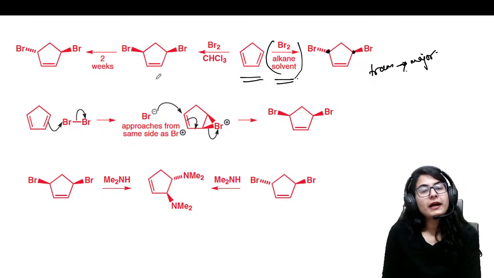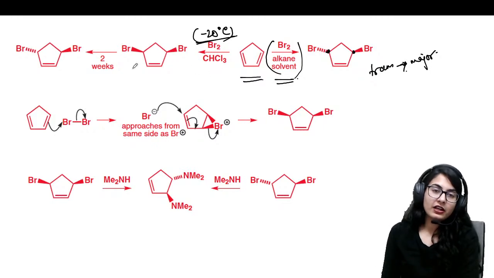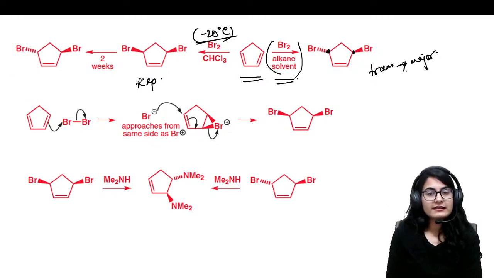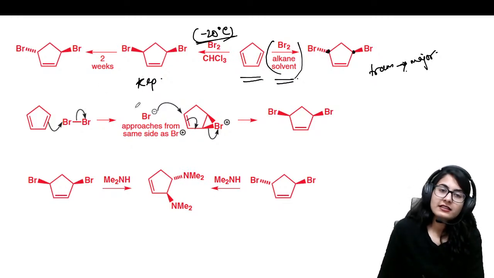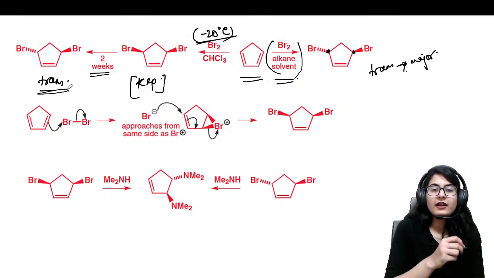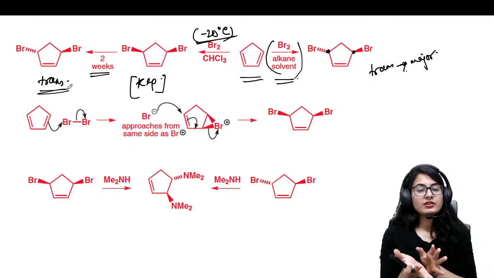Okay, but when at -20 डिग्री सेंटीग्रेड पे या फिर at a minus temperature Br2 and chloroform are added, you are going to get the kinetic product, which will be दोनों Br same side पे add हो रहे हैं, right? And since this is a kinetic product, on standing for 2 weeks it's going to give you the trans product by itself.